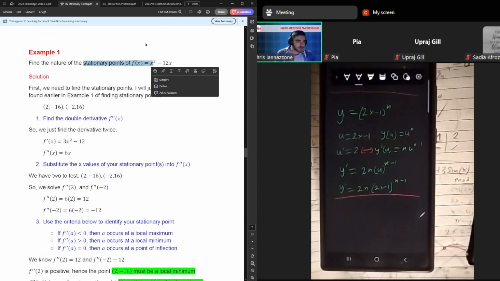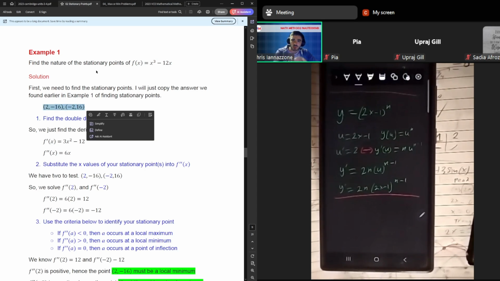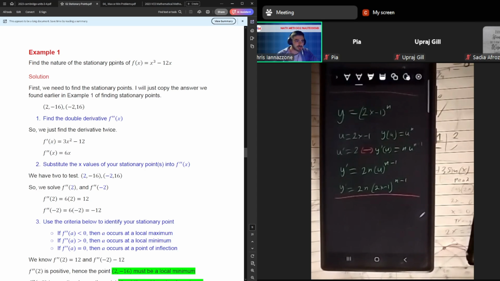Okay, so from here, find the nature of the stationary points of this cubic. This is a cubic we've seen before. I'm just going to borrow the actual stationary points from earlier so we don't have to double up that work. So that was these solutions from before. Now we're going to try and figure out which one's the maximum and which one's the minimum, and we're going to do it in a way where we don't have to draw the graph.